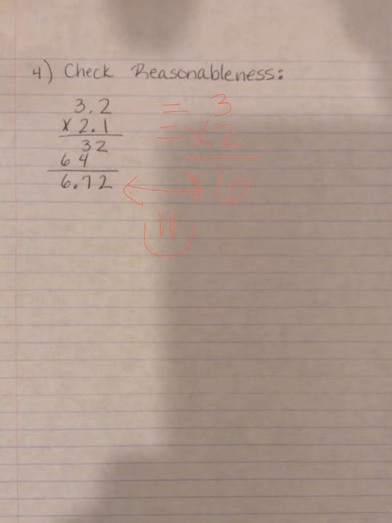If I had put my decimal in the wrong spot, if I had said 67.2, that would be nowhere close to 6. Or if I had said 0.672, that would be nowhere close to 6. And so estimating can really help you figure out if you've put the decimal in the right spot, because that way you'll know if your answer is reasonable.